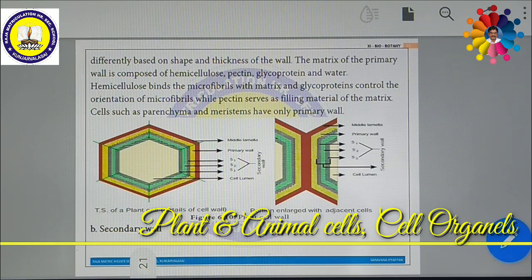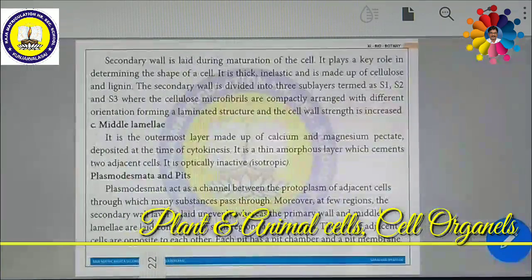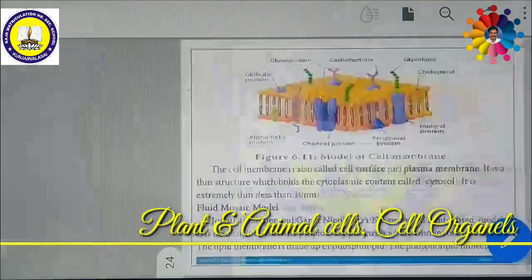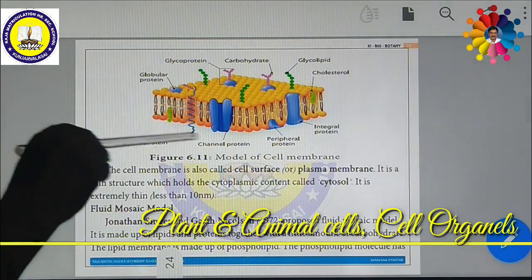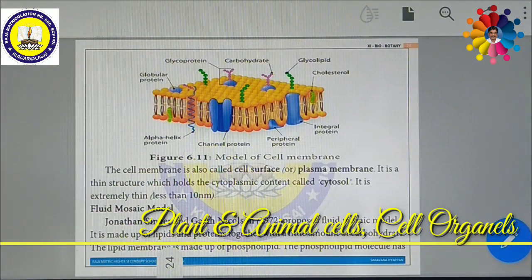We can see the fluid mosaic model of the plasma membrane in the picture. So this is the fluid mosaic model of the cell membrane. This was given by Singer and Nicolson. The fluid mosaic model was given by Singer and Nicolson. It is made up of lipids and proteins.